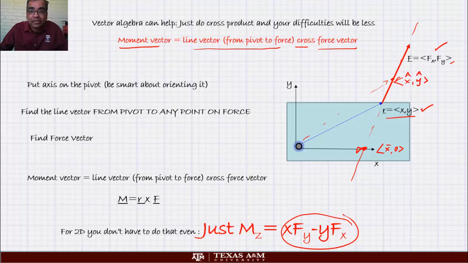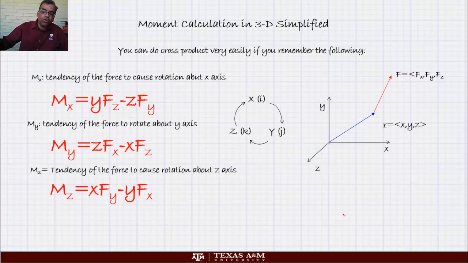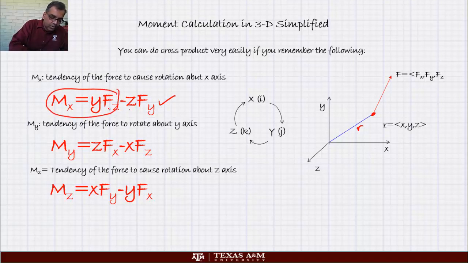x fy minus y fx. And the beauty of this is you can easily do this even in 3D. There's nothing to it. That's what we're going to do next. If you have a force, and as usual I have one point R for which I know x, y, z, then the moment along the x-axis is y fz minus z fy. So if you remember just this part, Mx equals y fz, the other one will be z fy. Notice this side there's no x, this side there's no y, this side there's no z.